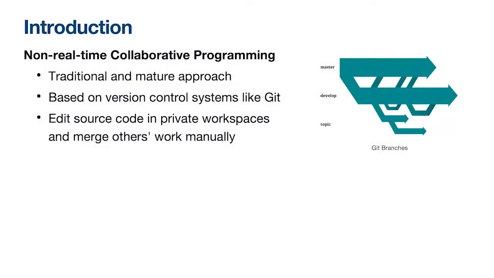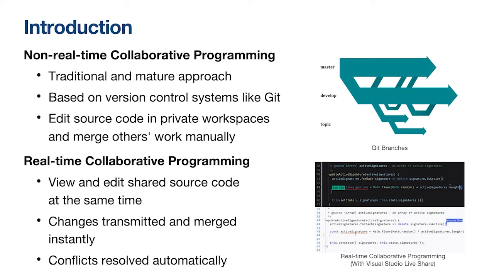It is well known that software development requires effective collaboration among programmers. In general, there are two categories of approaches in supporting collaboration during programming, namely non-real-time collaborative programming and real-time collaborative programming. The former, non-real-time collaborative programming, is a traditional and mature approach that has been widely applied in the industry, which is always based on version control systems such as Git. Programmers edit source code in their private workspaces and manually merge other programmers' work.